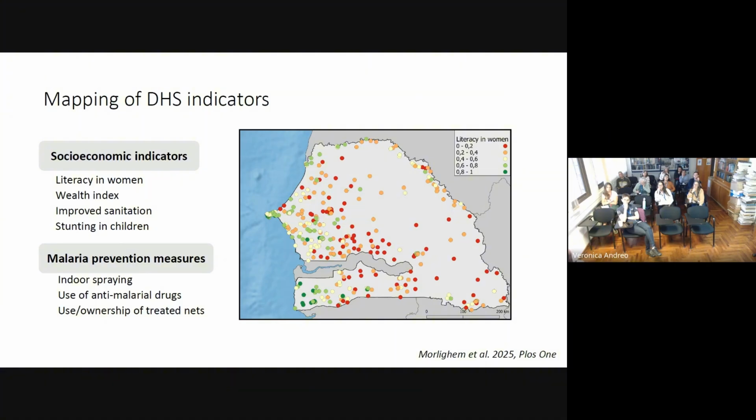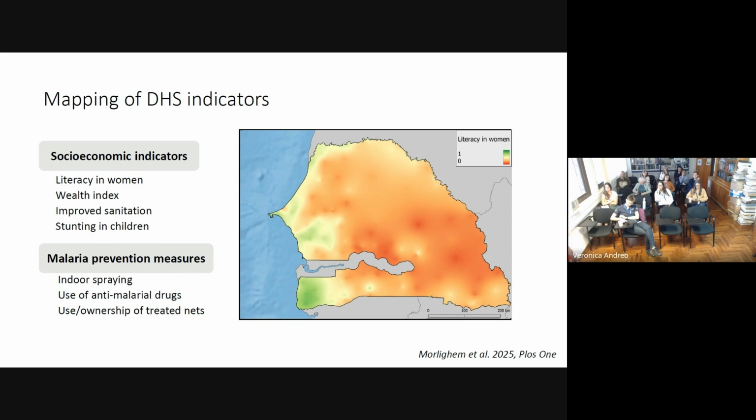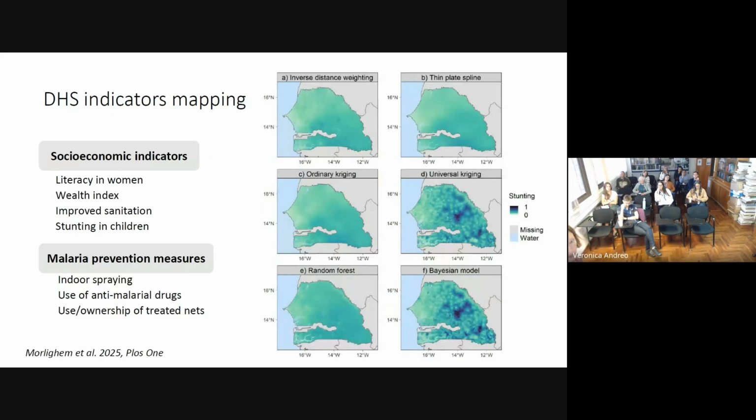You have socioeconomic indicators and also some indicators that are specific for malaria. So the idea is simply to go from the points to a continuous gridded surface. And she tested 6 different methods. Some methods, like random forest and Bayesian, include predictors. Other methods are only based on distance, like inverse distance.